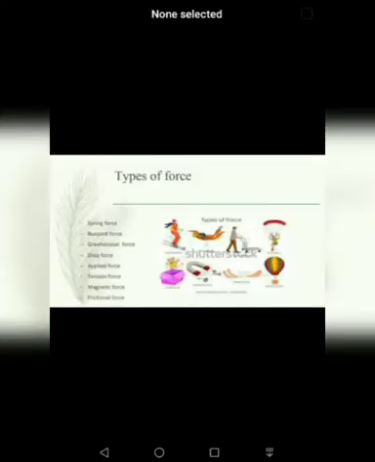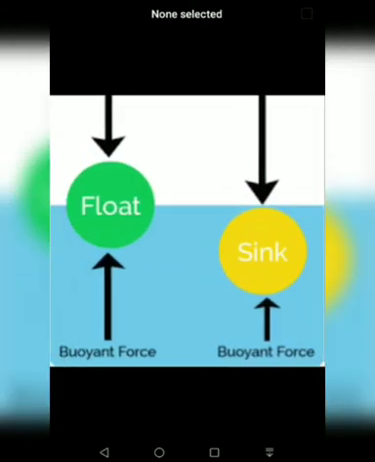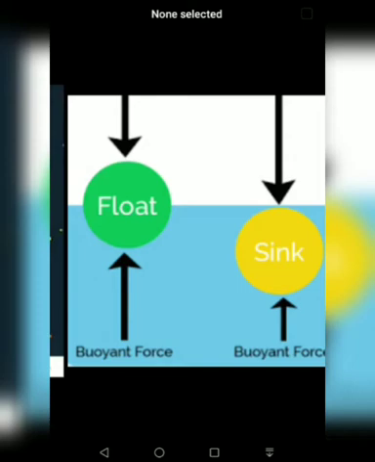There are 8 types of force. The first force is spring force. Spring force means a restoring force, the push or pull a spring exerts on an object. This is the example. The second one is buoyant force. It is the force in the water that makes an object placed on it float or sink based on the object's mass.